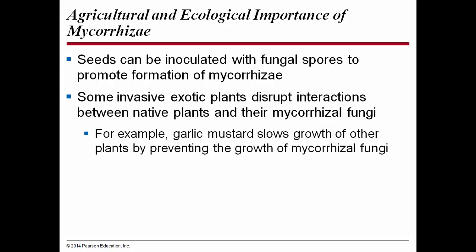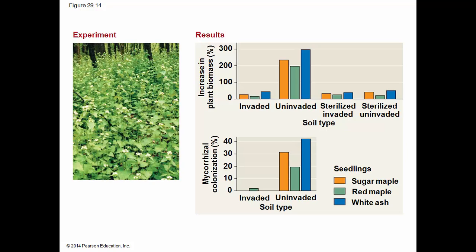Okay, mycorrhizal colonization is near zero. It's 0 for sugar maple and white ash in the invaded area, and the rate of mycorrhizal colonization in the uninvaded area is obviously much higher. It's like 30 to 40%. These are normal values. Where the garlic mustard is, it prevents the mycorrhizae from colonizing those habitats. So it has a terrible effect on trees.